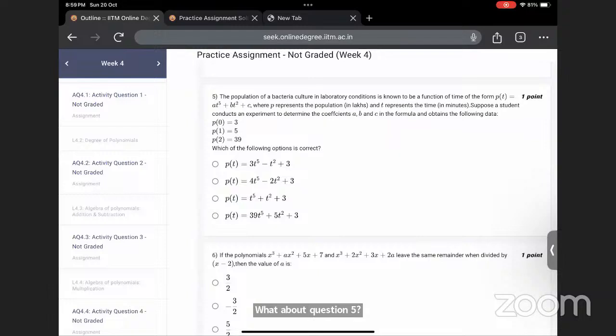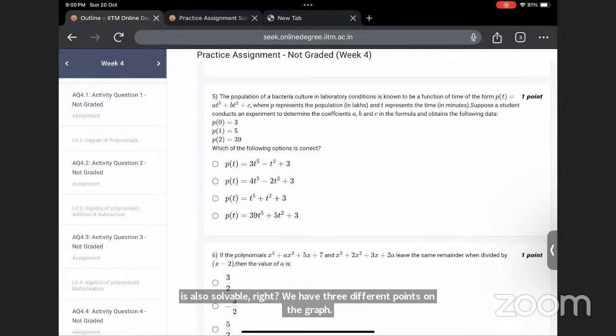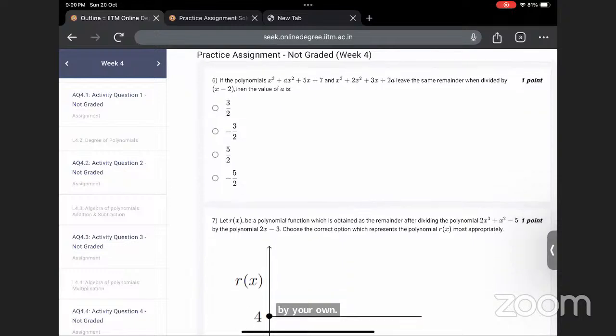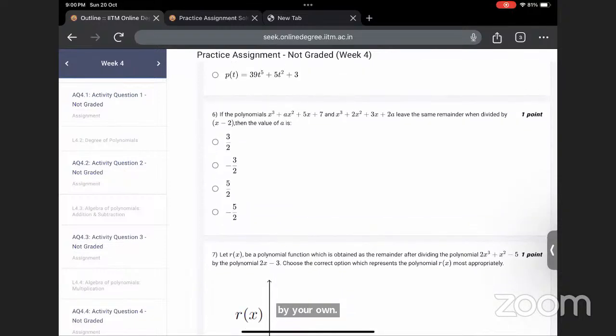We have three different points on the graph. So we will get three different equations involving A, B, and C. And from that, we need to calculate the value of A, B, C. So it's just a calculation, right? So you can do it on your own. What about the 6th one? This is also easy, right?